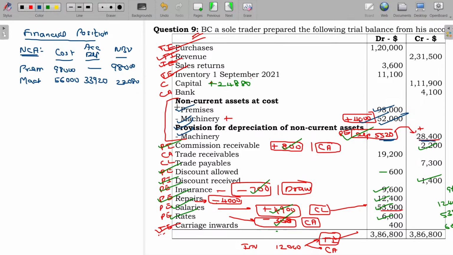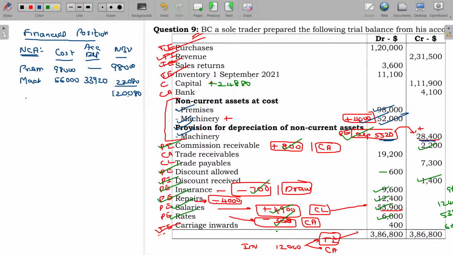So we don't have any other non-current assets. The total of non-current assets being, okay, sorry, 98,000 plus 22,080, 1,20,080.